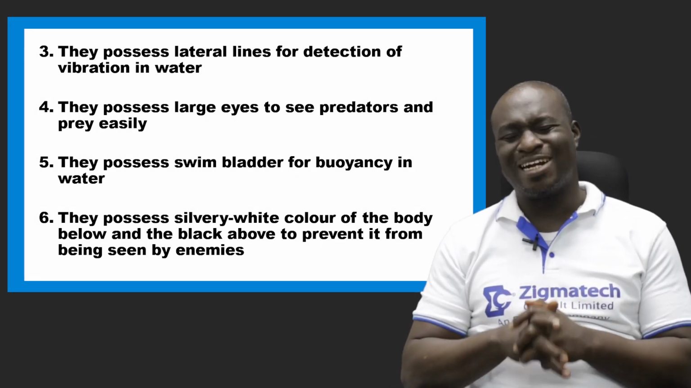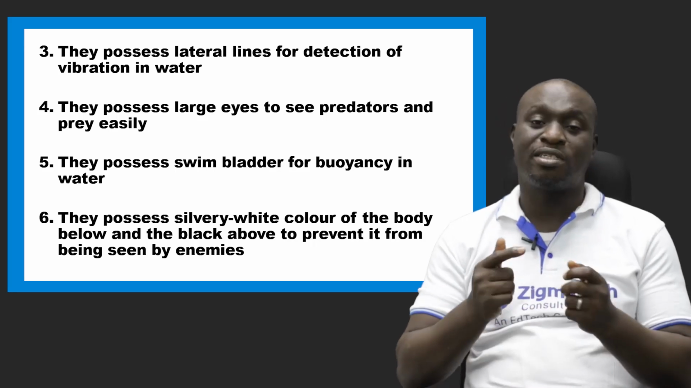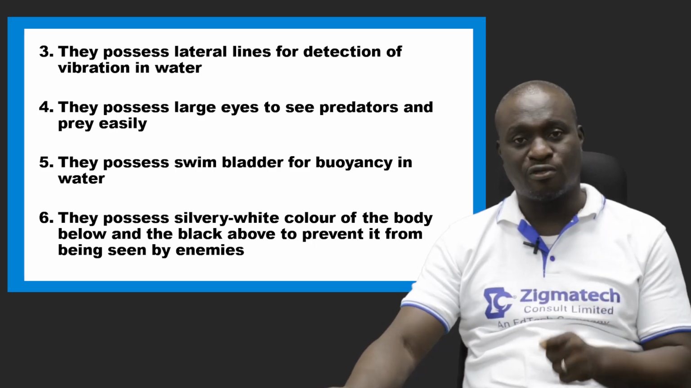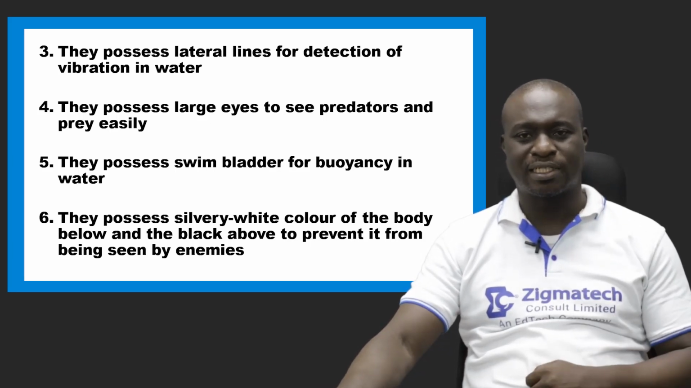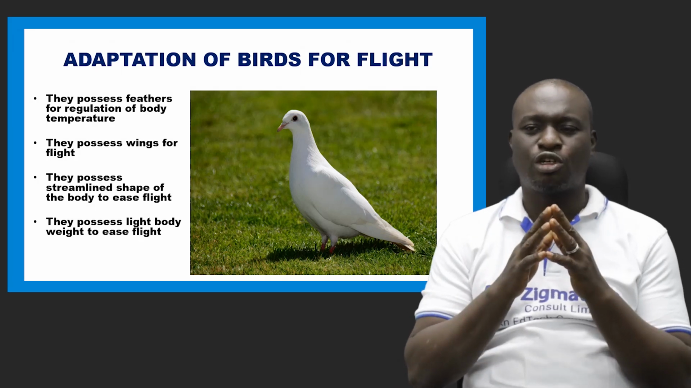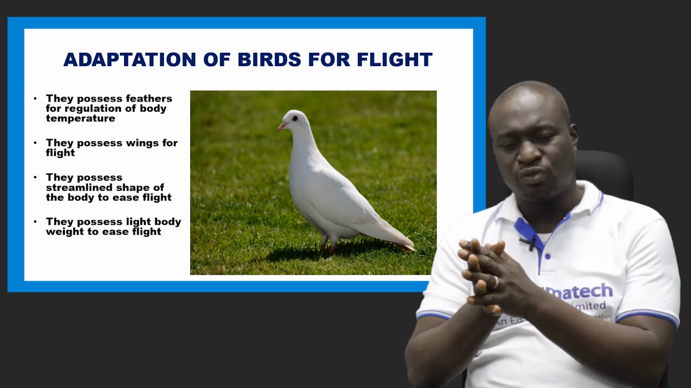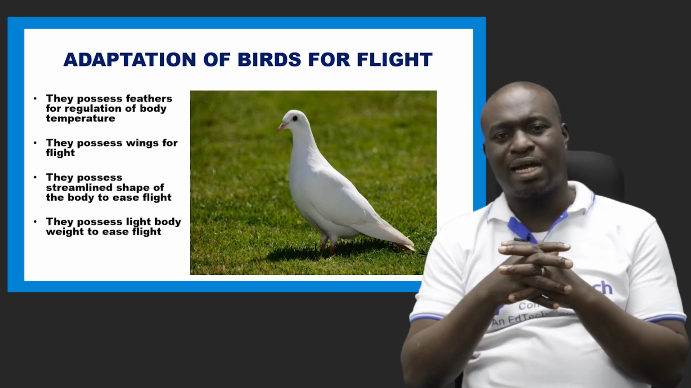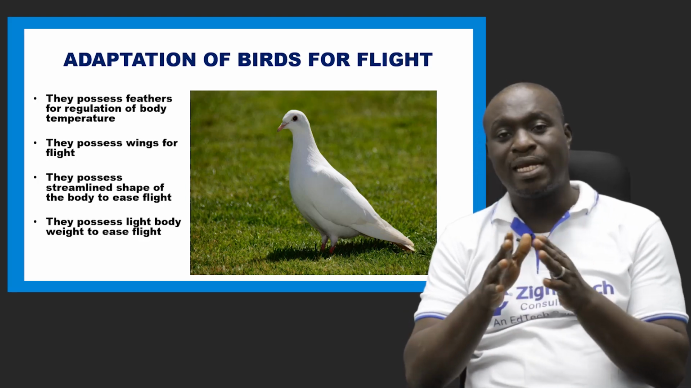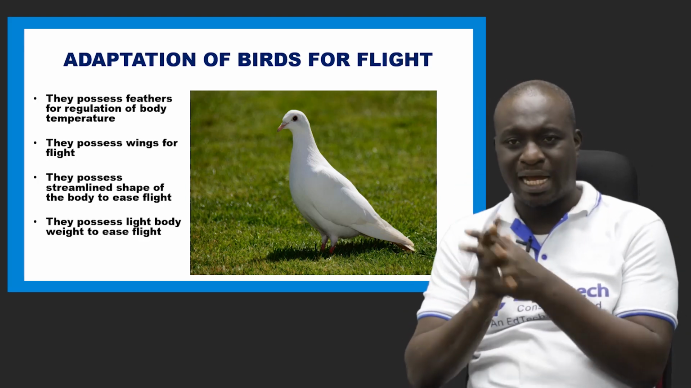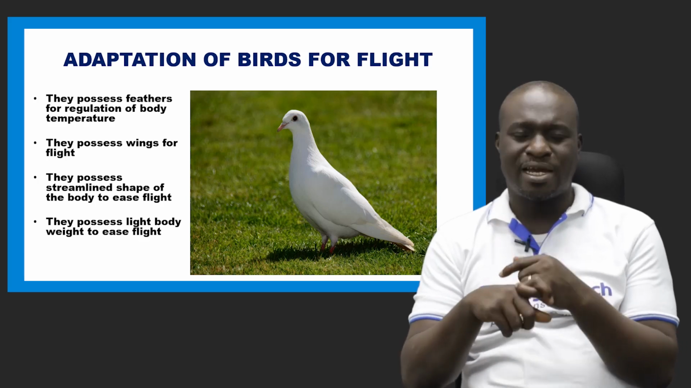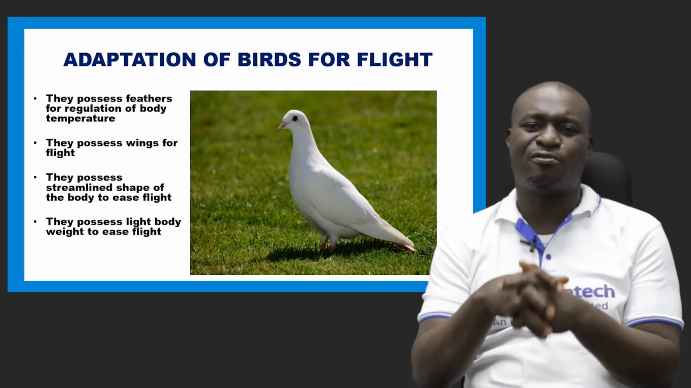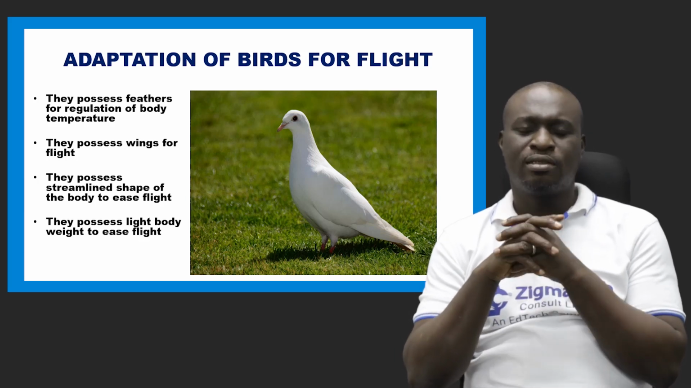So this is also another important adaptive feature possessed by tilapia fish to be able to survive in aquatic habitat. Now, next is adaptation of birds for flight. Birds, of course, we know they are vertebrates and they are usually aerial animals. Birds possess feathers, and mostly the feathers are for regulation of body temperature.